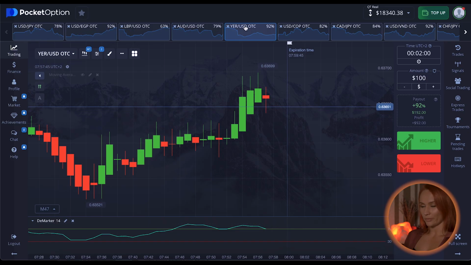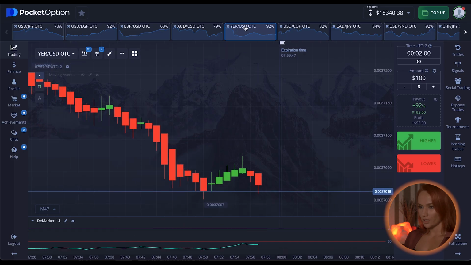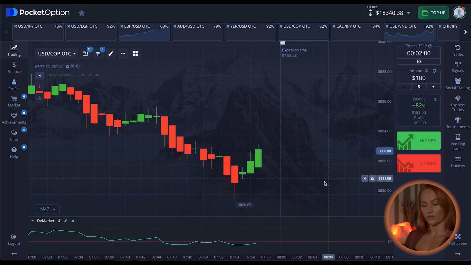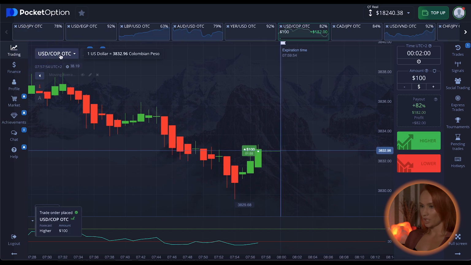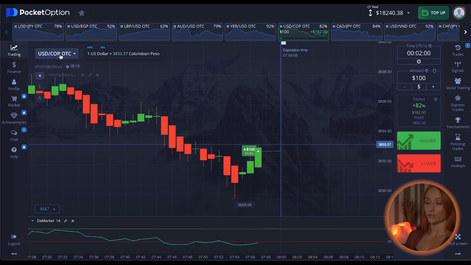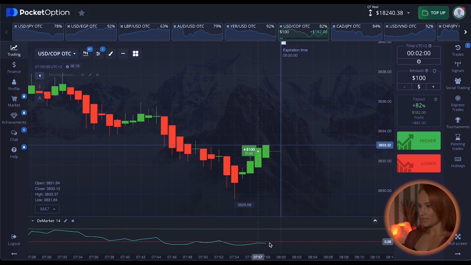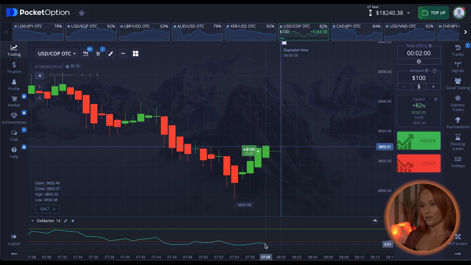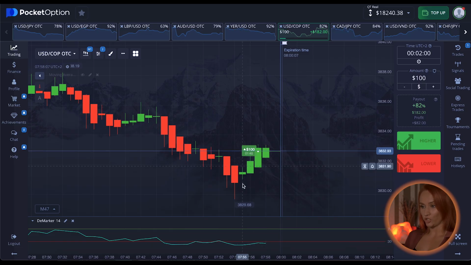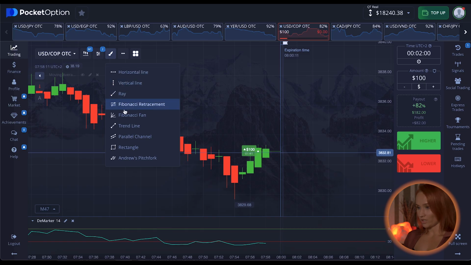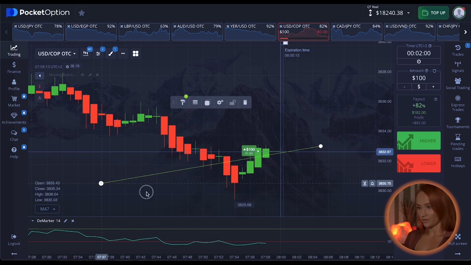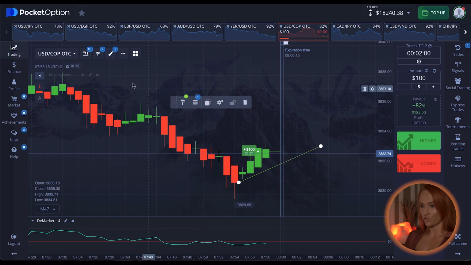So I changed the deal amount to $100, and I opened the next currency pair, which is US dollar Colombian peso, for 2 minutes. We see that DeMarker is trying to get out of the oversold zone, thus the trend will now change. It is already changing, as you can see here. The trend has changed.